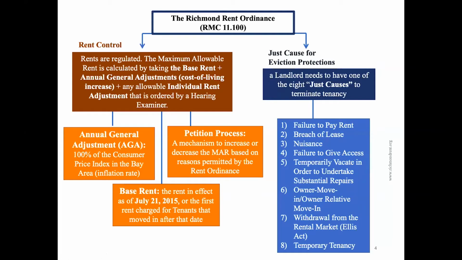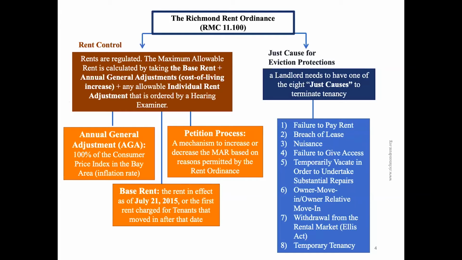Then there's the annual general adjustment, which is 100% of the consumer price index in the Bay Area, otherwise known as the inflation rate. And then there's the petition process, which is a mechanism to increase or decrease the MAR based on reasons permitted by the rent ordinance.